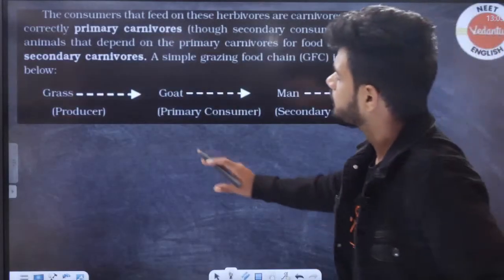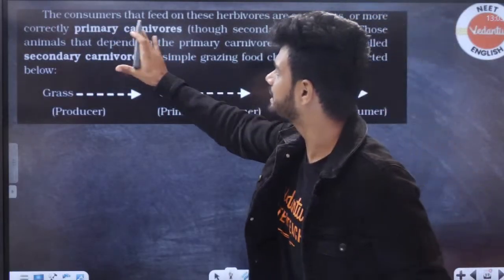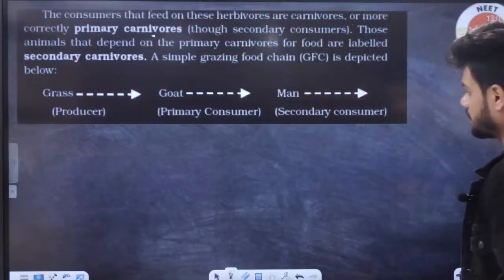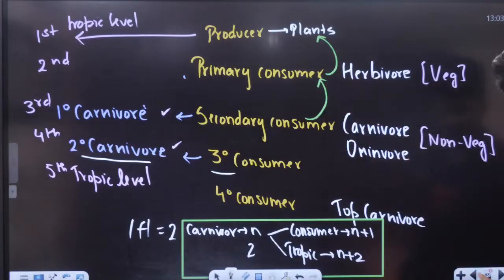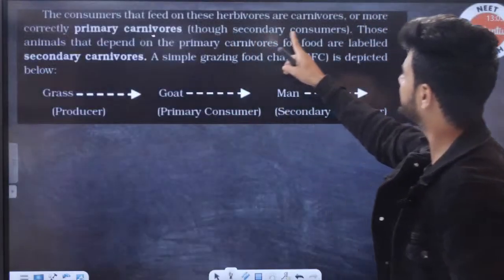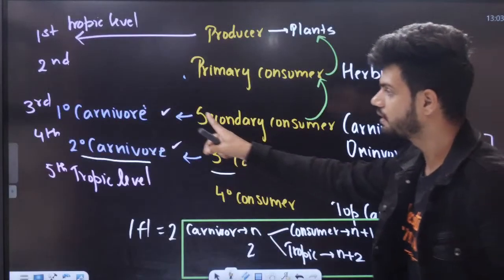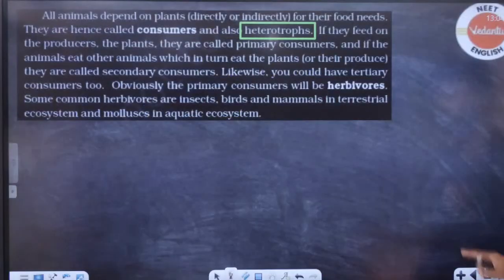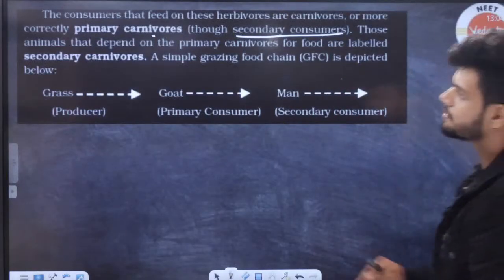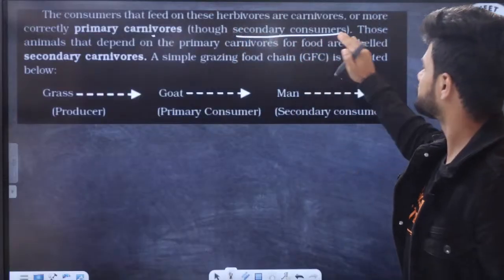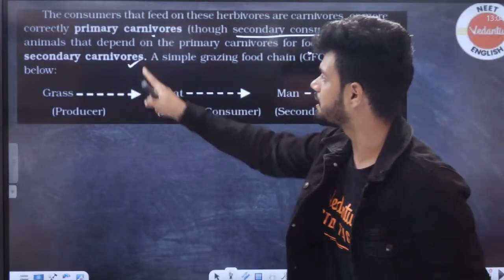Now, see here. The consumers that feed on these herbivores are carnivores, or more correctly, primary carnivores. See, I told you, primary carnivore is coming here. A primary carnivore is a carnivore which is feeding on the herbivores. It is also called a secondary consumer. With the help of this chart, you will be able to understand these lines. Those animals that depend on the primary carnivore for food are labeled as secondary carnivores.